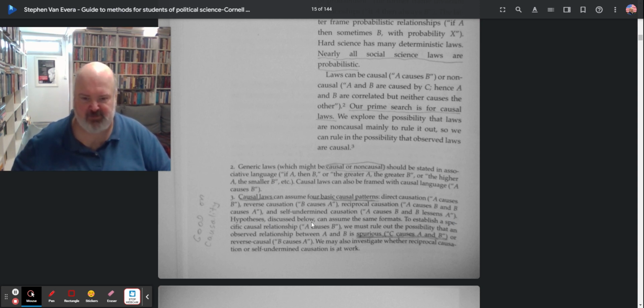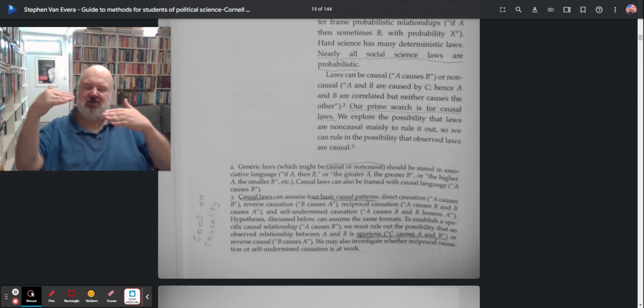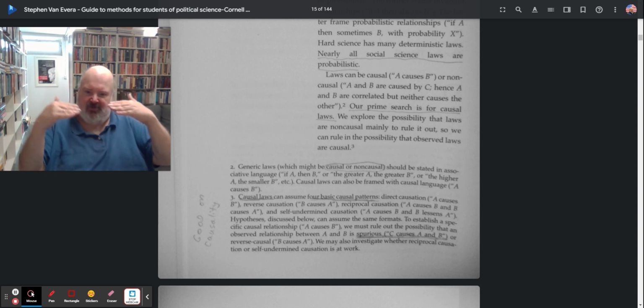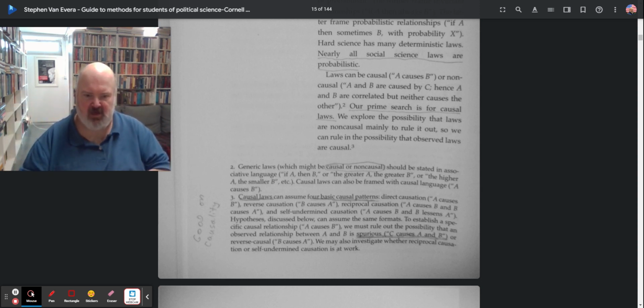Hypotheses discussed below can assume the same format. So causal laws and hypotheses are kind of similar in this way, as he's saying about theories and causal laws.